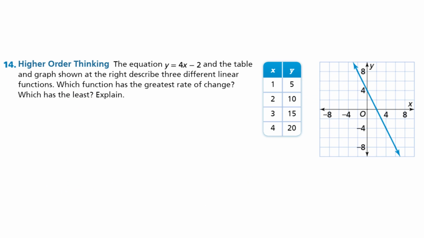The equation y equals 4x minus 2, and the table and graph shown at the right describe 3 different linear functions. Which function has the greatest rate of change and which has the least? So for number 1, we have our equation y equals 4x, and so our slope when looking at the equation is the mx piece of the equation.